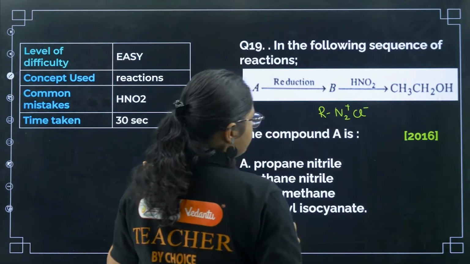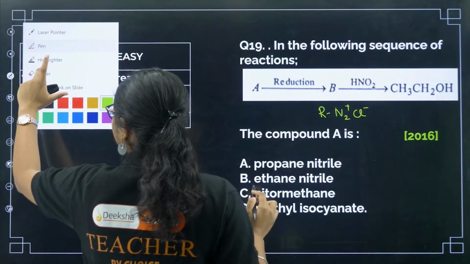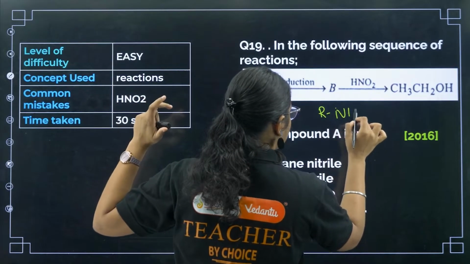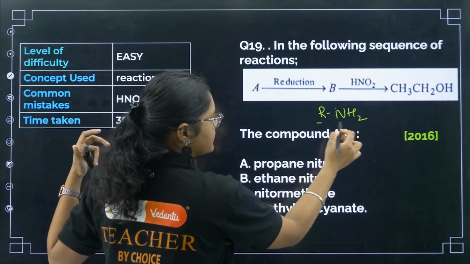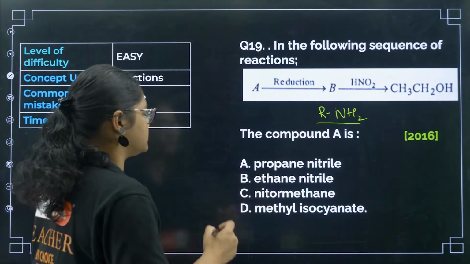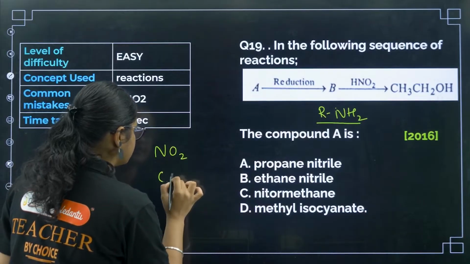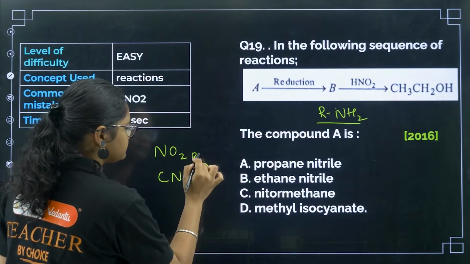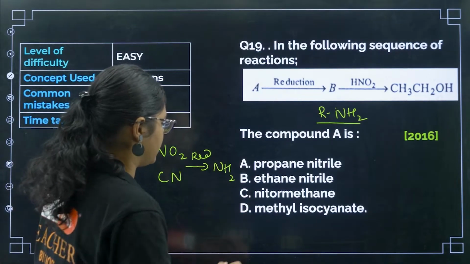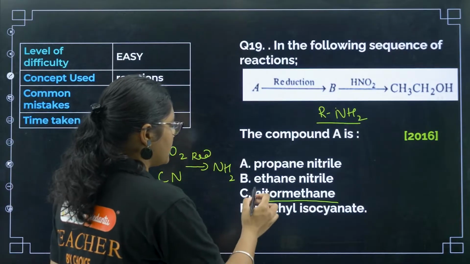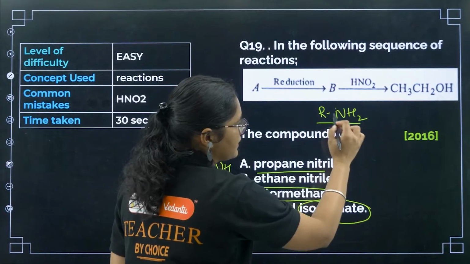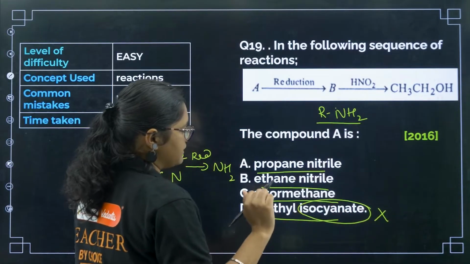Then, sorry, one second, this has to be RNH2, and this should be something which on reduction can give you RNH2, okay. There are two things which on reduction can give you NH2, that is the NO2 group and the CN group. You can see there is nitromethane, yes. Then the others are propane nitrile, ethane nitrile and isocyanate. If we take isocyanate, then we will get a secondary amine, so we can eliminate this option.